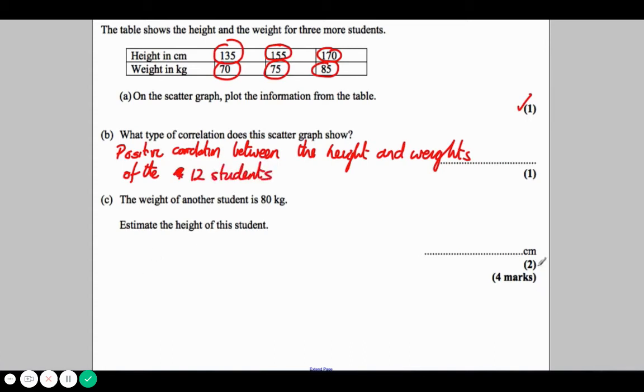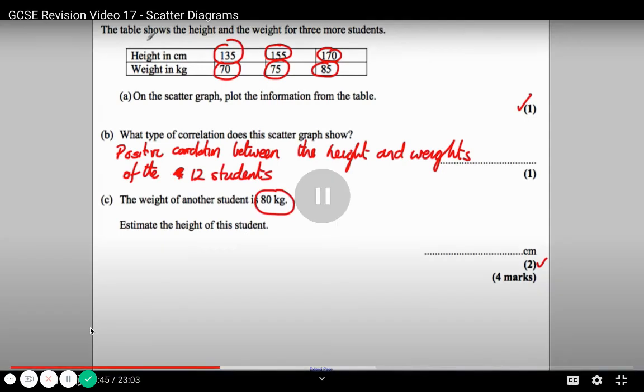Now, part C is for 2 marks, so it must be involved. It says the weight of another student is 80 kilograms. Estimate the height. So whenever you need to estimate the height, you can't directly start estimating. You should always draw the line of best fit. It will actually give us what kind of trend that particular correlation follows. And it also gives us a clear idea of how close the points are. Right, now you will watch how to make a line of best fit.